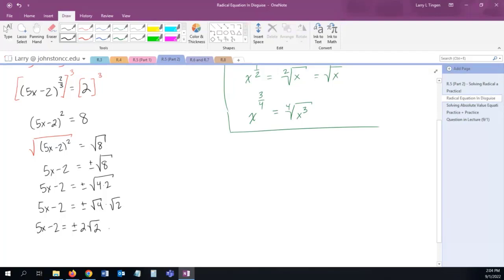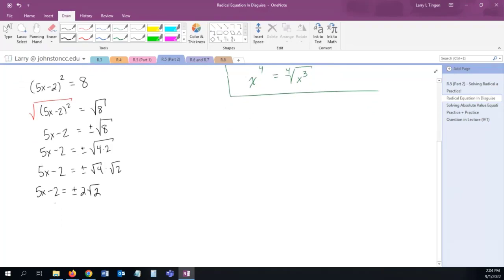So that becomes 2 square root 2. Okay, that is one number. Doesn't look like it, but it's one number. All right, and now I want to solve for x. So I want to get x by itself. I'm going to add 2 to both sides.